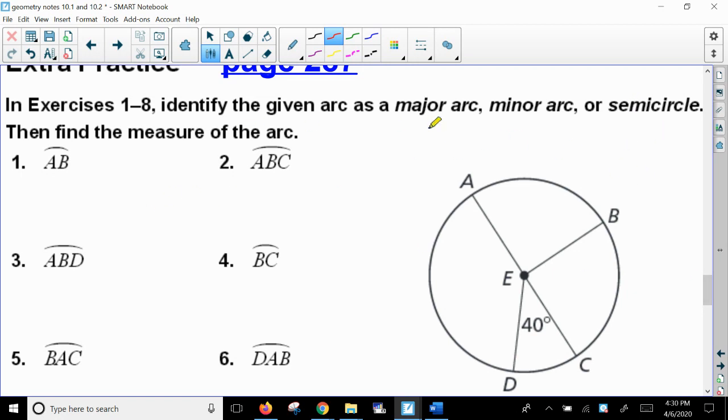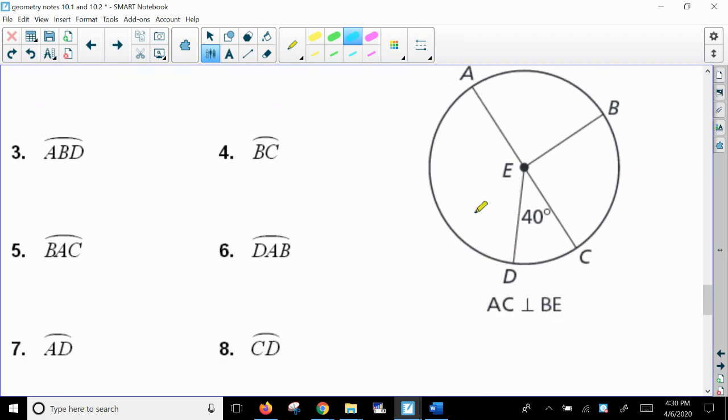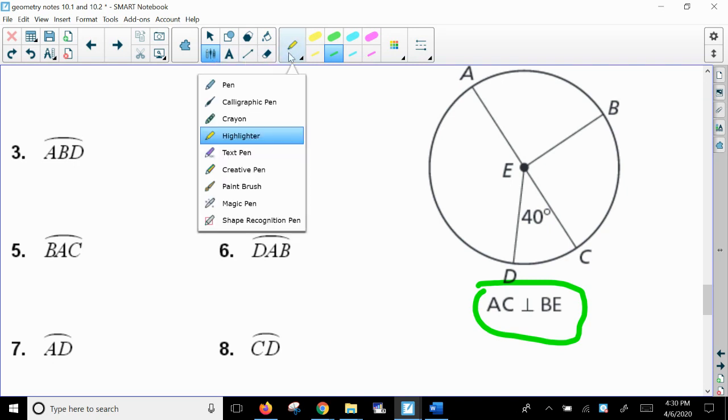So, it says identify each arc as a major arc, minor arc, or semicircle. And then we're going to find the measure of each arc. So before we begin, I like to look at the directions and notice right here is some important information. They're telling us that segment AC is perpendicular to BE. That symbol is perpendicular. Do you remember what that means? Perpendicular lines make right angles.